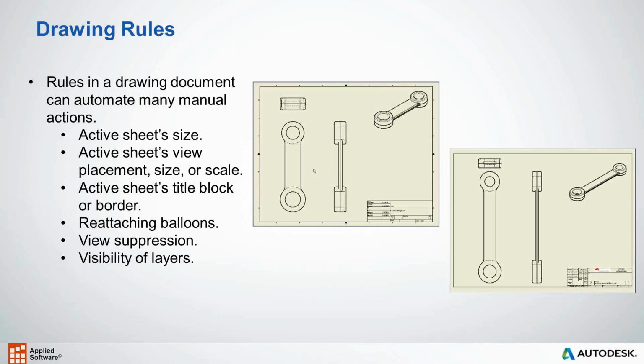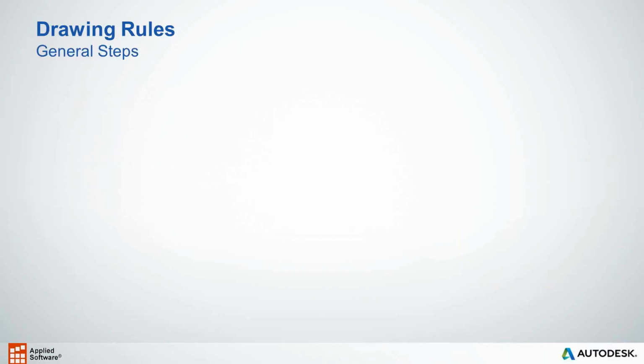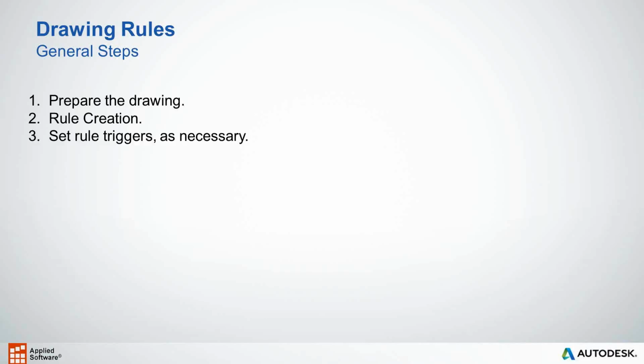So just to go over the general steps of creating these drawing rules. One, of course, you can see that it's kind of following suit from part to assembly. So of course, prepare the drawing. Make sure you've got everything set up as you would need it. Then we would go to the rule creation. Set up any kind of triggers that were necessary. And then, of course, edit the rules or create them as needed.